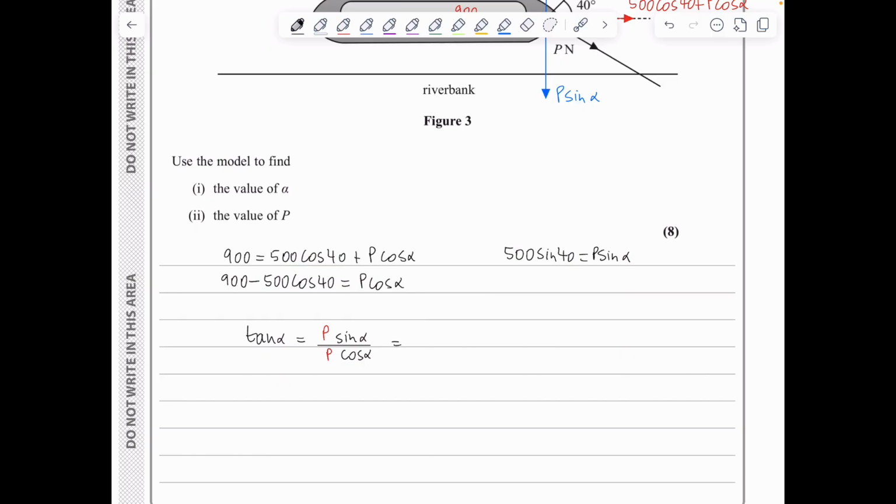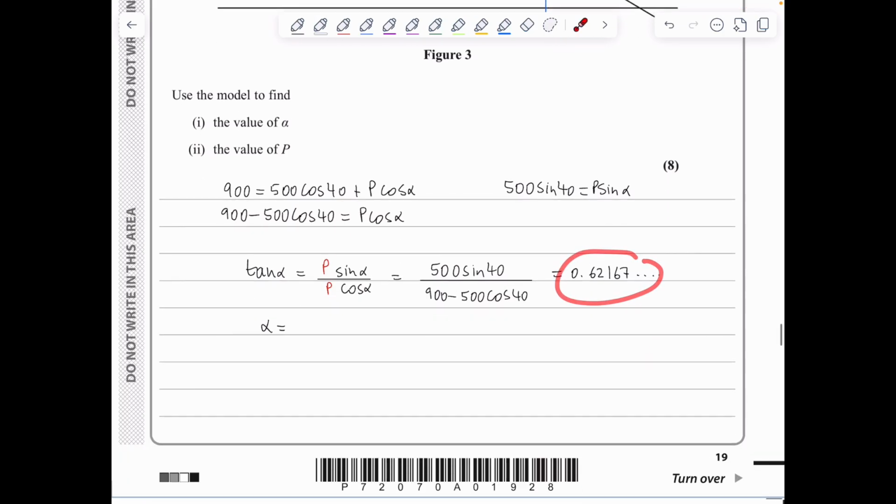So P sine alpha is 500 sine of 40, and P cos alpha is 900 minus 500 cos 40. So this gives an answer of 0.62167... and therefore if I do shift tan of the 0.62167, we get that alpha is equal to 31.868... and therefore we conclude that alpha is 31.9 degrees.